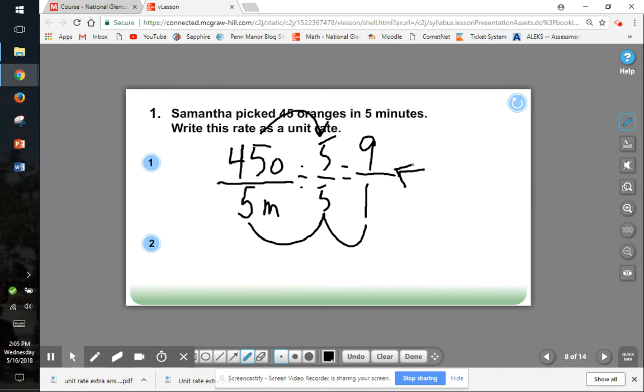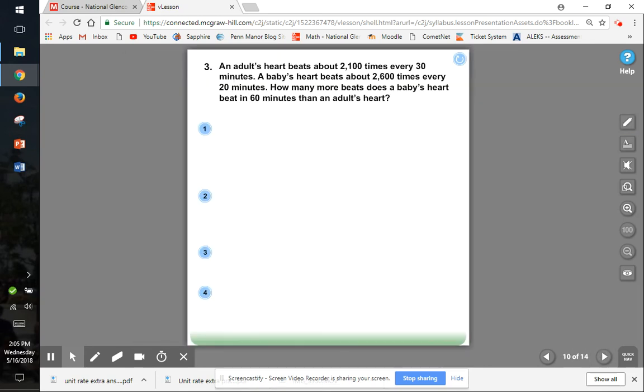And then the nice thing about that is we could predict how many she's going to pick in 10 hours, how many she's going to pick in 12 minutes, how many days, it gives us a lot. When we have a unit rate like this, it's very helpful to figuring out bigger problems. All right, how about a unit price? Let's get to one of those problems.